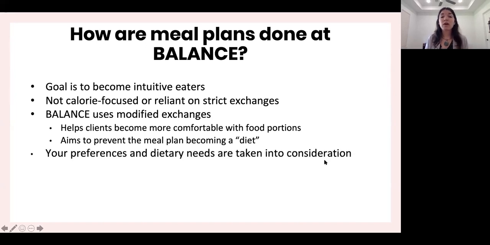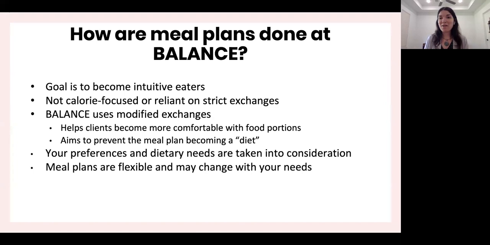And it's very important for us to listen to our clients' preferences and their dietary needs. So we take those into consideration, because it is our clients' process. And of course, we want to listen to what your preferences are, because it's going to be much harder if we're not having the things that you like in your diet, in your meal plan. So we absolutely listen to your preferences.